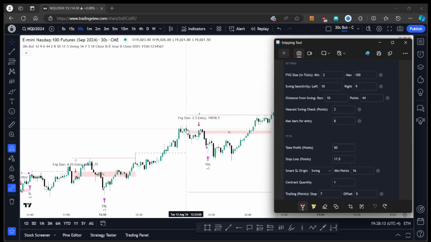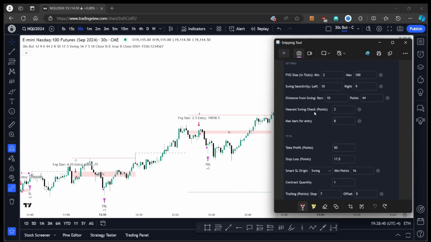Then we have another two settings, distance from the swing. Let's say this was our swing. We want to make sure that the entry is no more than 10 bars or 10 candles from that swing. And we also want to make sure that the price has not gone down or up more than 44 points from the height of the swing. And the idea behind those settings is to limit the setups that are formed way past the swing point, and very likely we could easily retrace beyond the swing, resulting in a loss in that particular case.